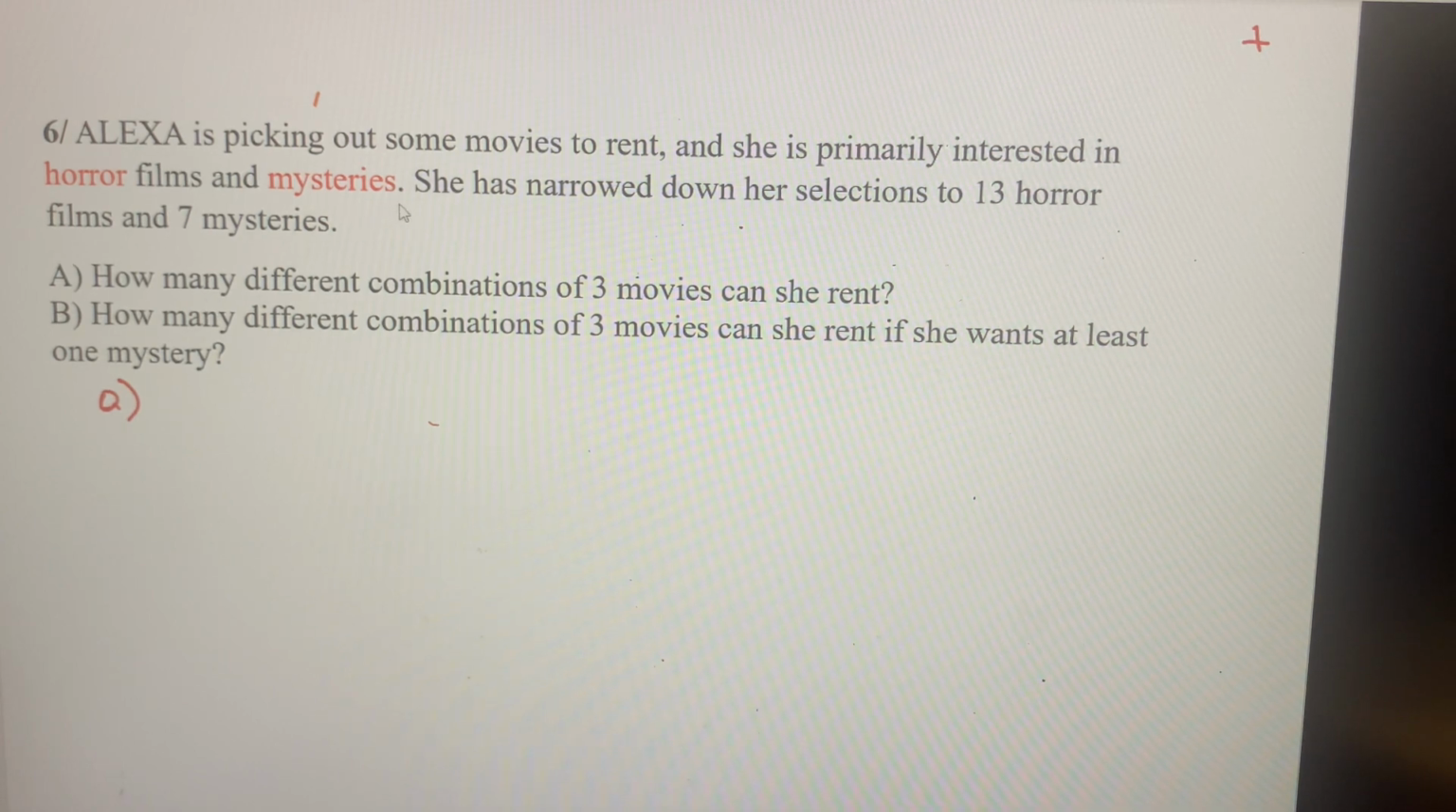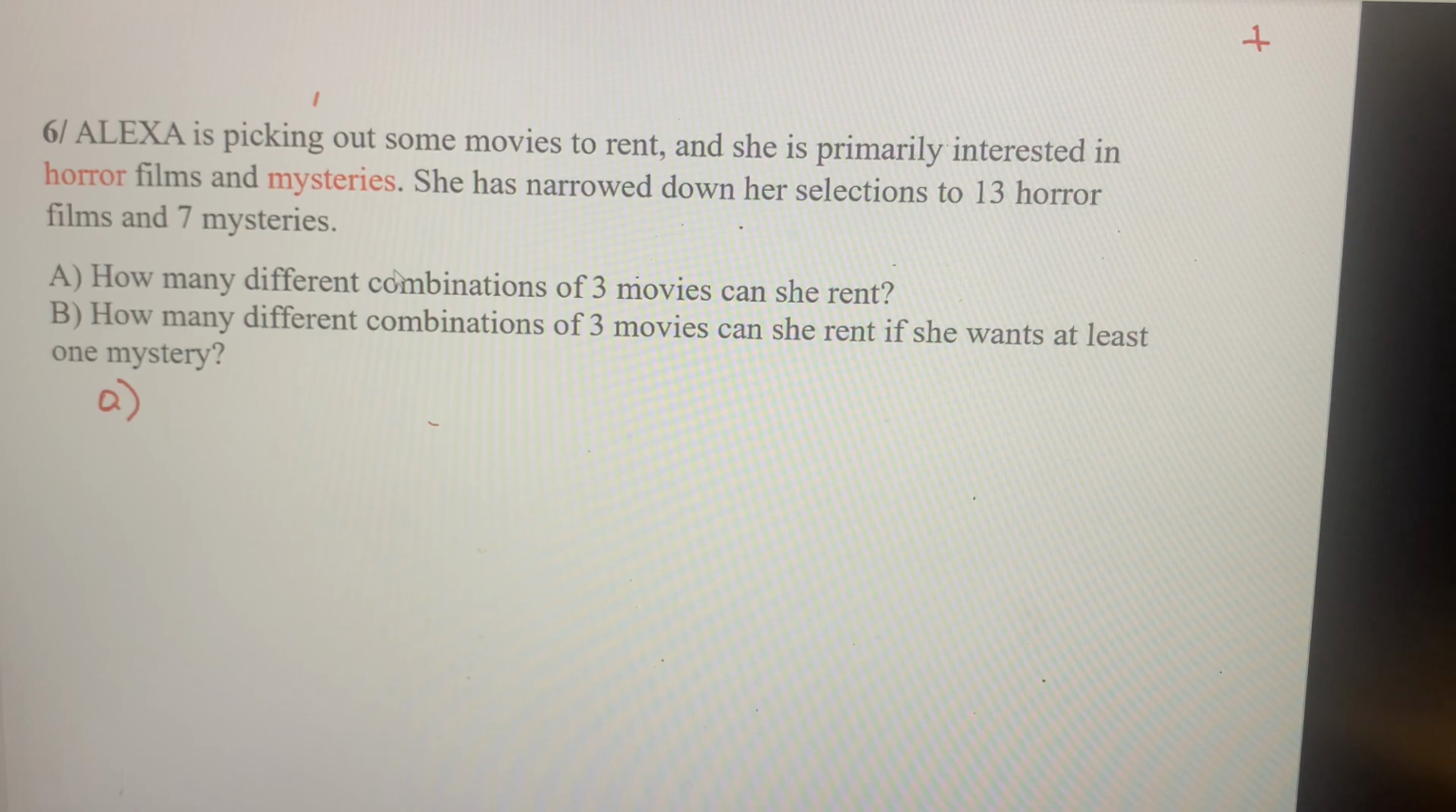Alexa is picking out some movies to rent. She is primarily interested in horror films and mysteries. She has narrowed down her selections to 13 horror films and 7 mysteries. A. How many different combinations of 3 movies can she rent? B. How many different combinations of 3 movies can she rent if she wants at least one mystery?